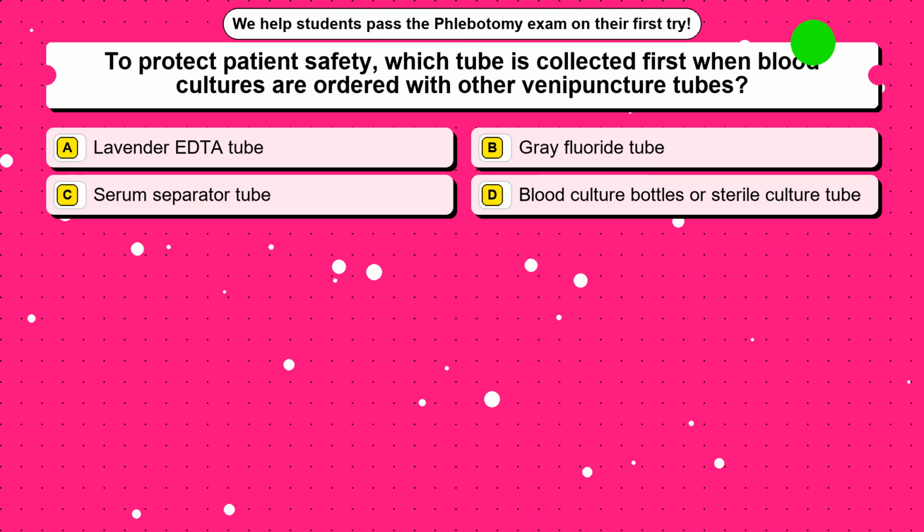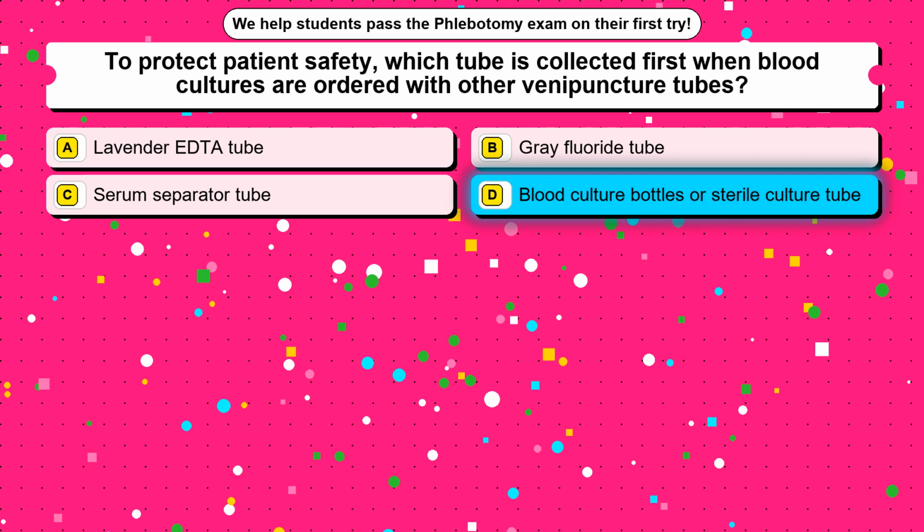Question 40. To protect patient safety, which tube is collected first when blood cultures are ordered with other venipuncture tubes? Option A, lavender EDTA tube. Option B, gray fluoride tube. Option C, serum separator tube. Option D, blood culture bottles or sterile culture tube.